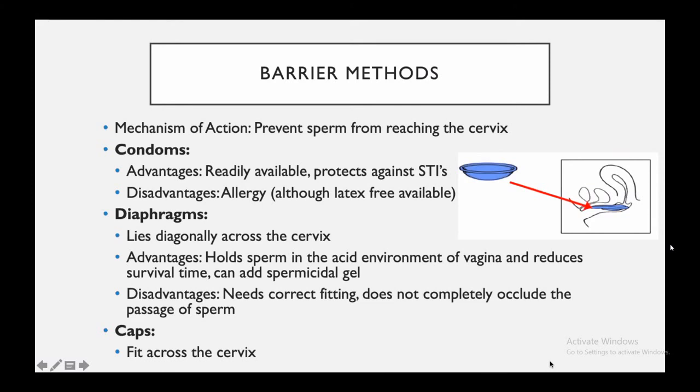In addition, you can use a spermicidal gel and place it inside the diaphragm, which is then put in the cervix as an additional agent and barrier. The disadvantages of a diaphragm are that it needs correct fitting and it does not completely occlude the passage of sperm into the cervix. And the third method is a cap, and it fits across the cervix.